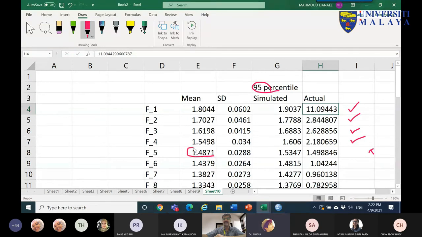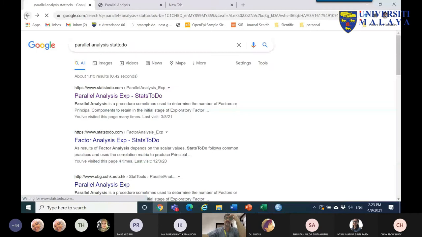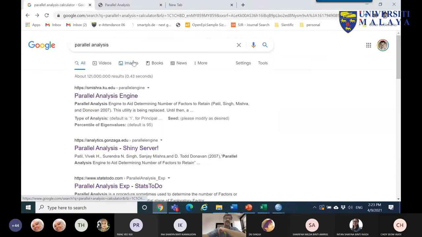But remember, considering the average, still I can keep it, right? Because 1.49 is more than 1.48. So that's why still I want to be more conservative. That's why I keep it. But the number 6, shall I keep it or not? 1.004. And the minimum acceptable is 1.48 and 1.43. Shall I keep it? No. So if I want to do the factor analysis of this data, I need to extract my data to how many components? 5 components.